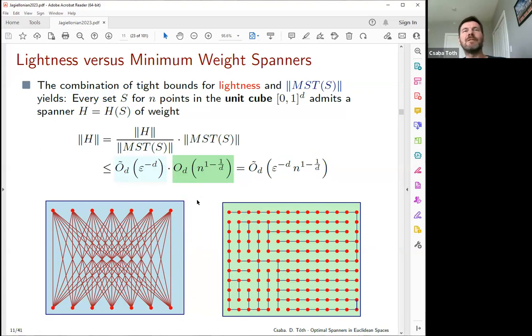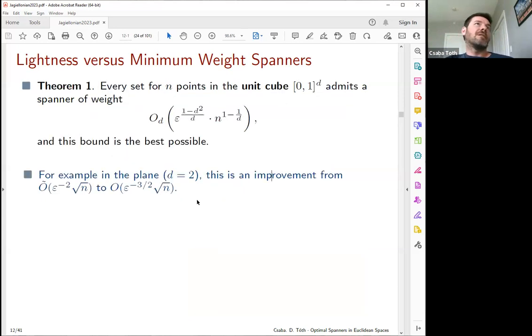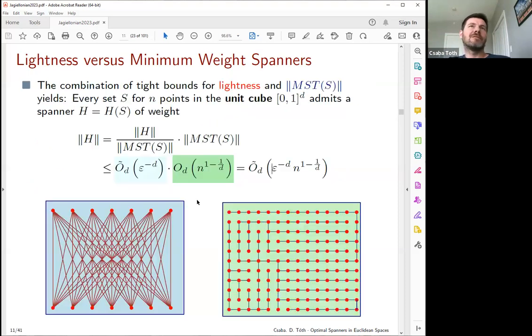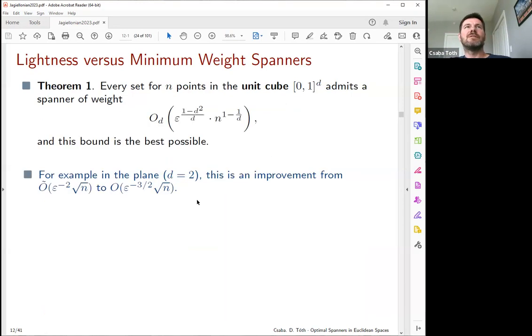So that suggests that if we put these 2 bounds together, we get an upper bound, but maybe that's not going to be tight. This is what we get by combining these 2 for the weight. And the result I'm going to talk about in more detail is that one can improve it. So one can find a better bound for the weight. Let me go back to the previous slide. This was the bound for the combination of the 2, and this is the improvement.